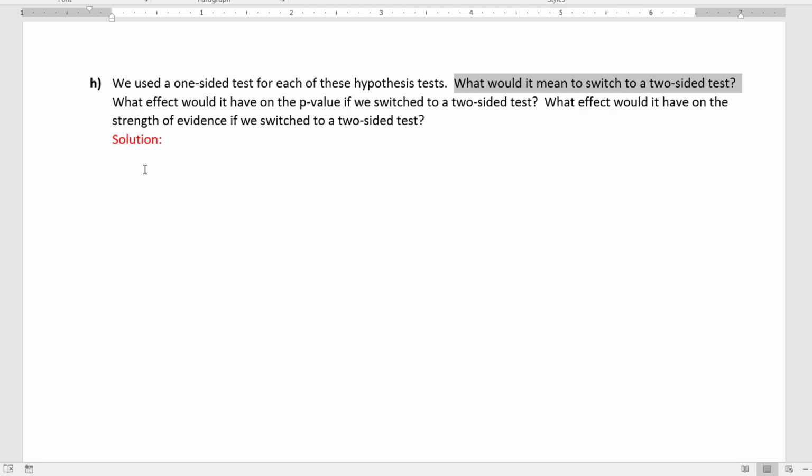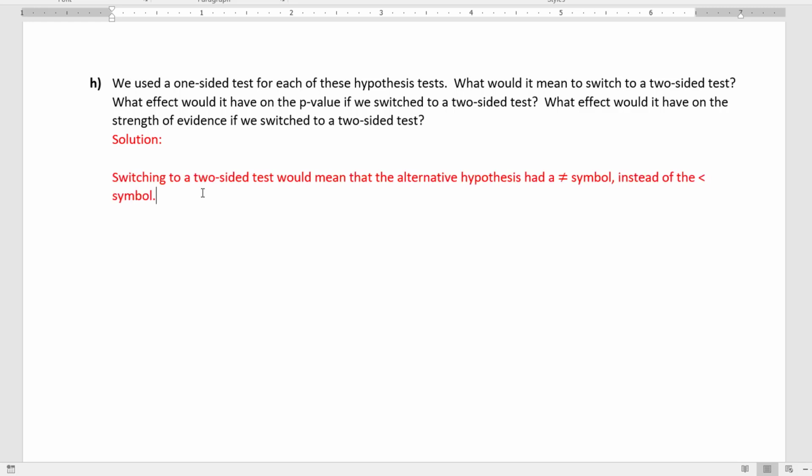Well, first of all, to switch to a two-sided test means that you would be using a not equal to symbol instead of a less than symbol. And that would mean, of course, that when we calculated the p-value, we would be counting sample statistics in the null distribution that were on both sides. We'd count sample statistics like our observed statistic and less. Then we would go to the opposite side of the distribution and count sample statistics like that and higher.